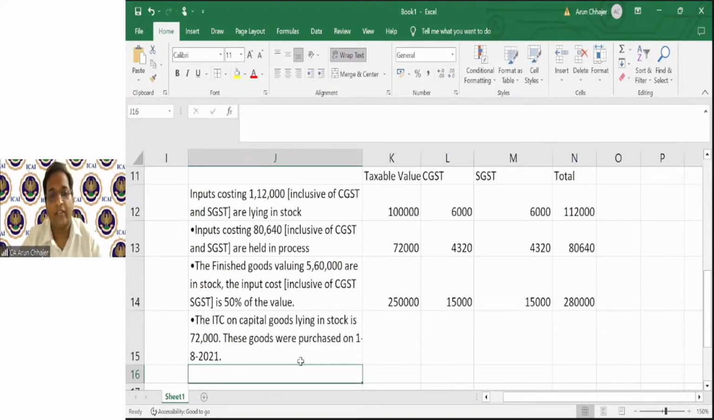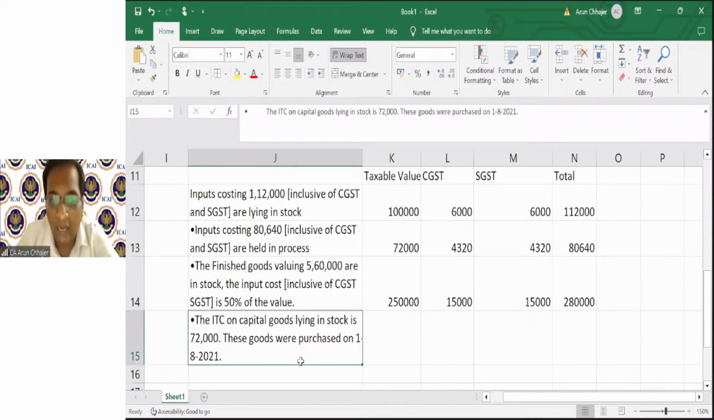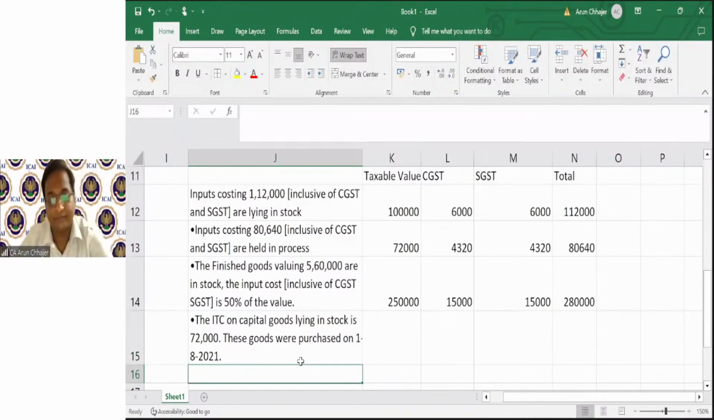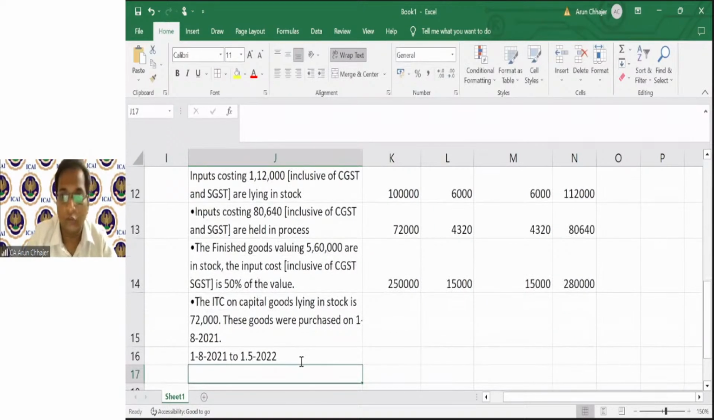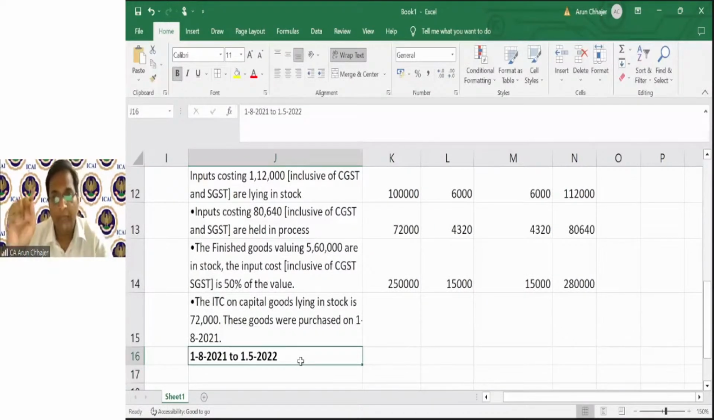This part is very, very important. The ITC on the capital goods lying in the stock is 72,000. Now these goods were purchased on 1st August 2021, and the goods became exempted on 1st May 2022. यही है ना? हाँ. So how many periods?